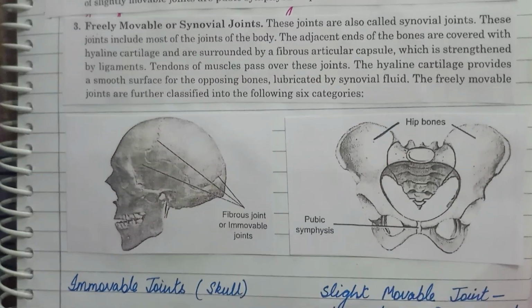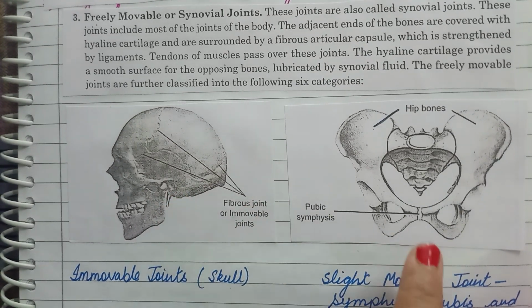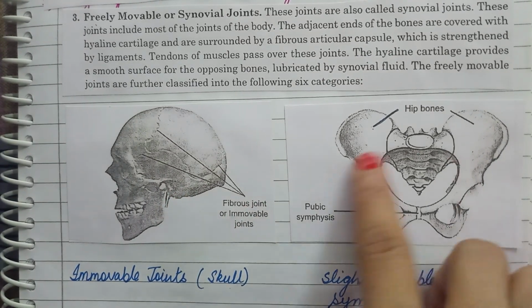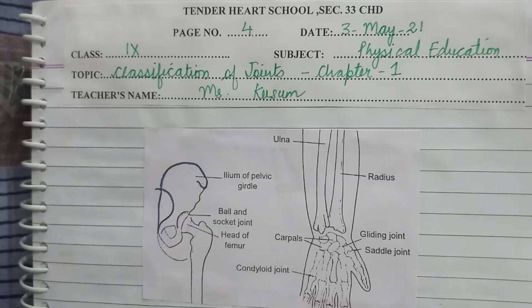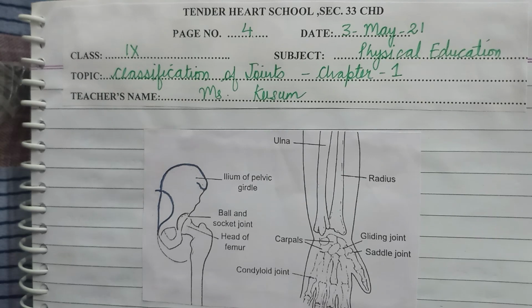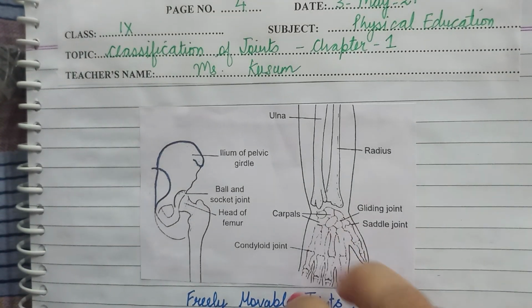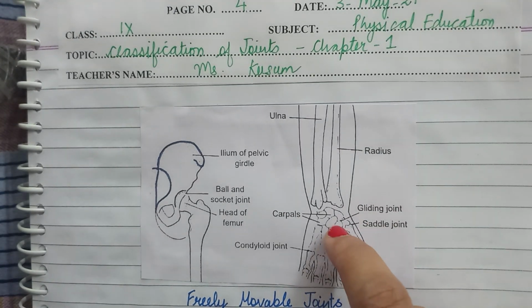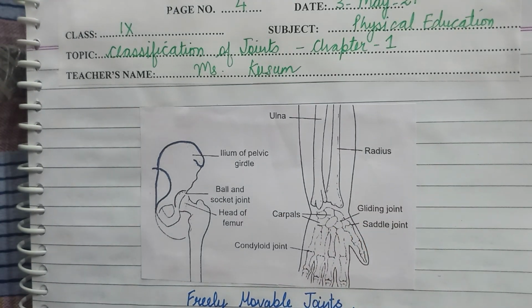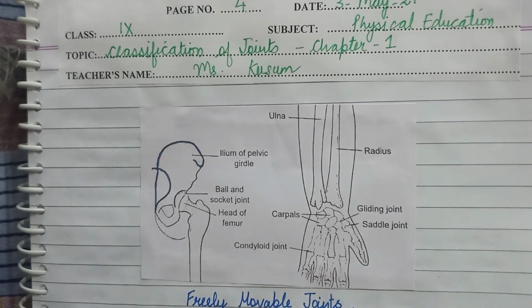So, this is the diagram of an immovable joint, and this is a slightly movable joint. This is the hip bone and this is the skull. So this is the diagram of freely movable joints, where saddle joint, gliding joints, and the further six types of freely movable joints are shown.